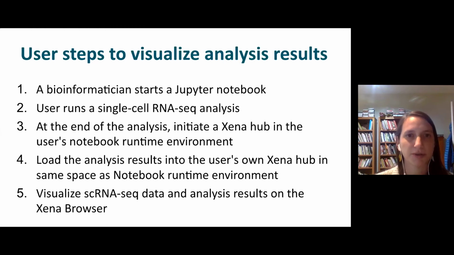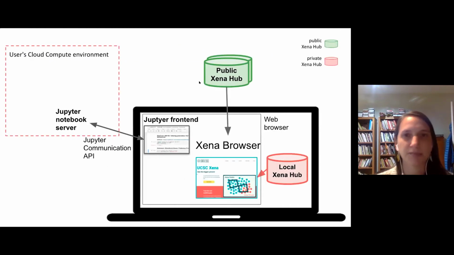So now I'll show you what is happening under the hood here. We have the web browser, and we have a Jupyter front end and a Xena browser running in the same web browser. These are just two tabs in the same place. The Jupyter front end is communicating with the notebook server via the Jupyter Communication API. And so they've run their analysis here.